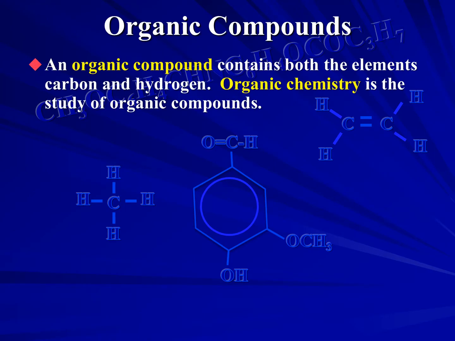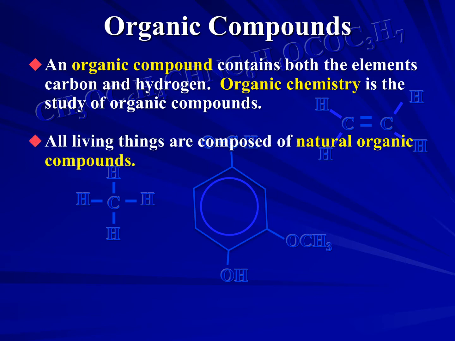Carbon compounds are called organic compounds. An organic compound contains both the elements carbon and hydrogen. Organic chemistry is the study of organic compounds. All living things are composed of natural organic compounds.